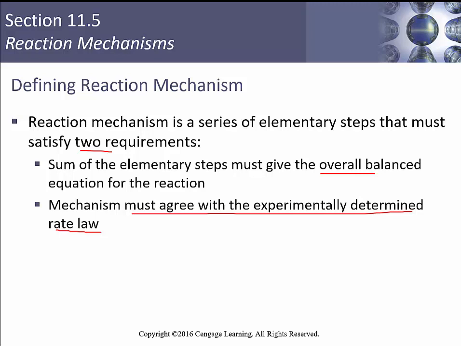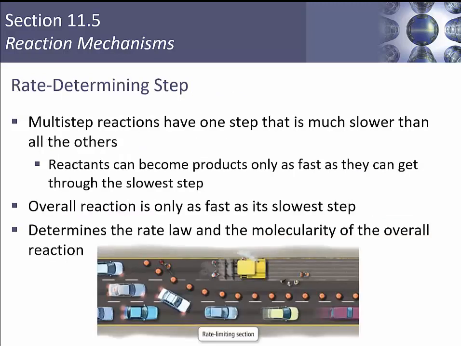Our elementary steps have to give us the balanced chemical equation, and our mechanism has to agree with the rate law. If one of those two things doesn't match, we're going to keep looking, right? So let's talk about our rate determining step.